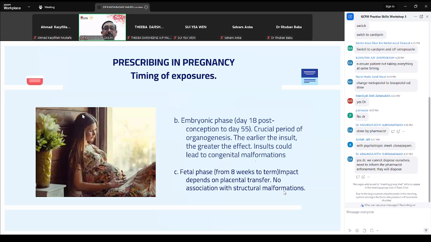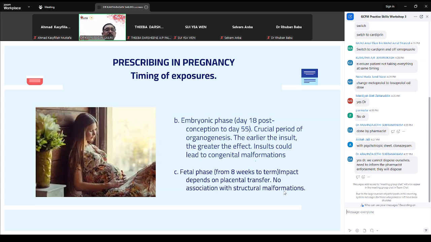Then you have this embryonic phase, that is day 18 to day 55. That means roughly 2 months. Third, from 18 to 55 days, is the crucial period, the period of organogenesis. The earlier the insult, the greater the effect. Insult could lead to congenital malformation. So be careful. This is a very crucial period.